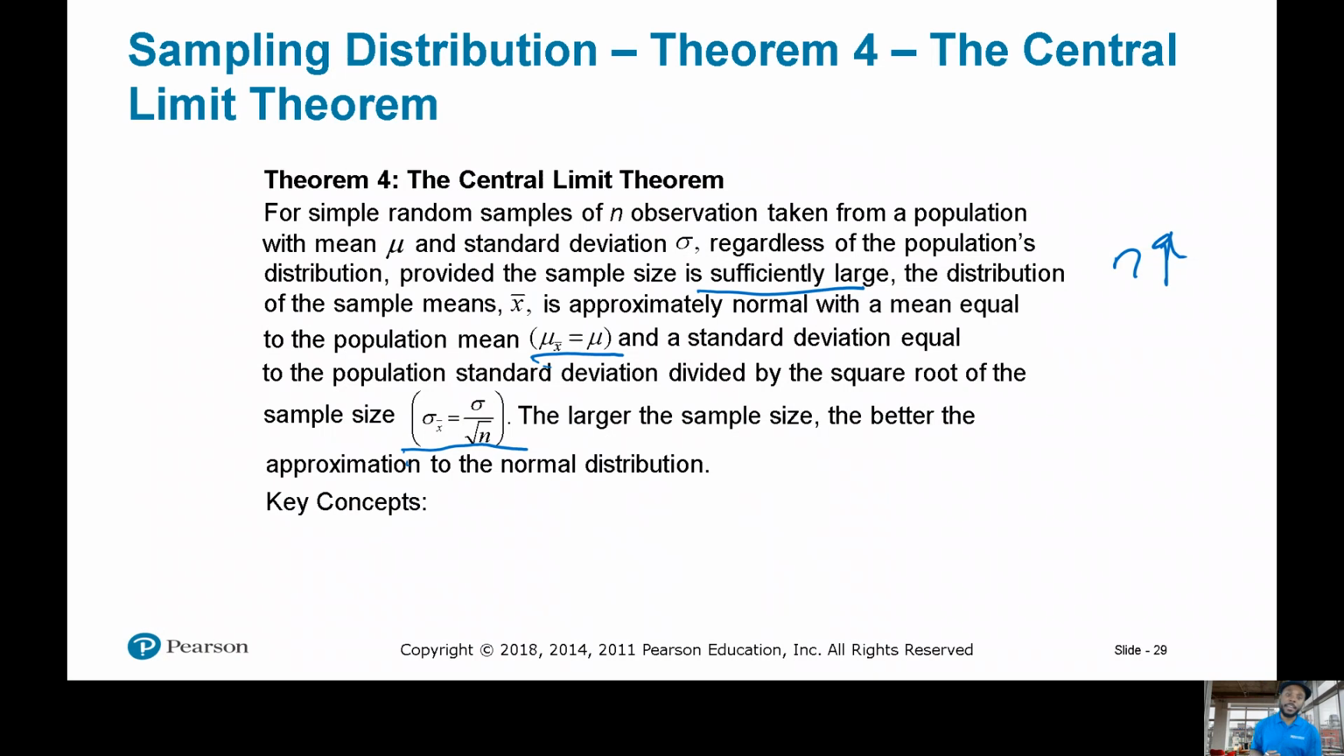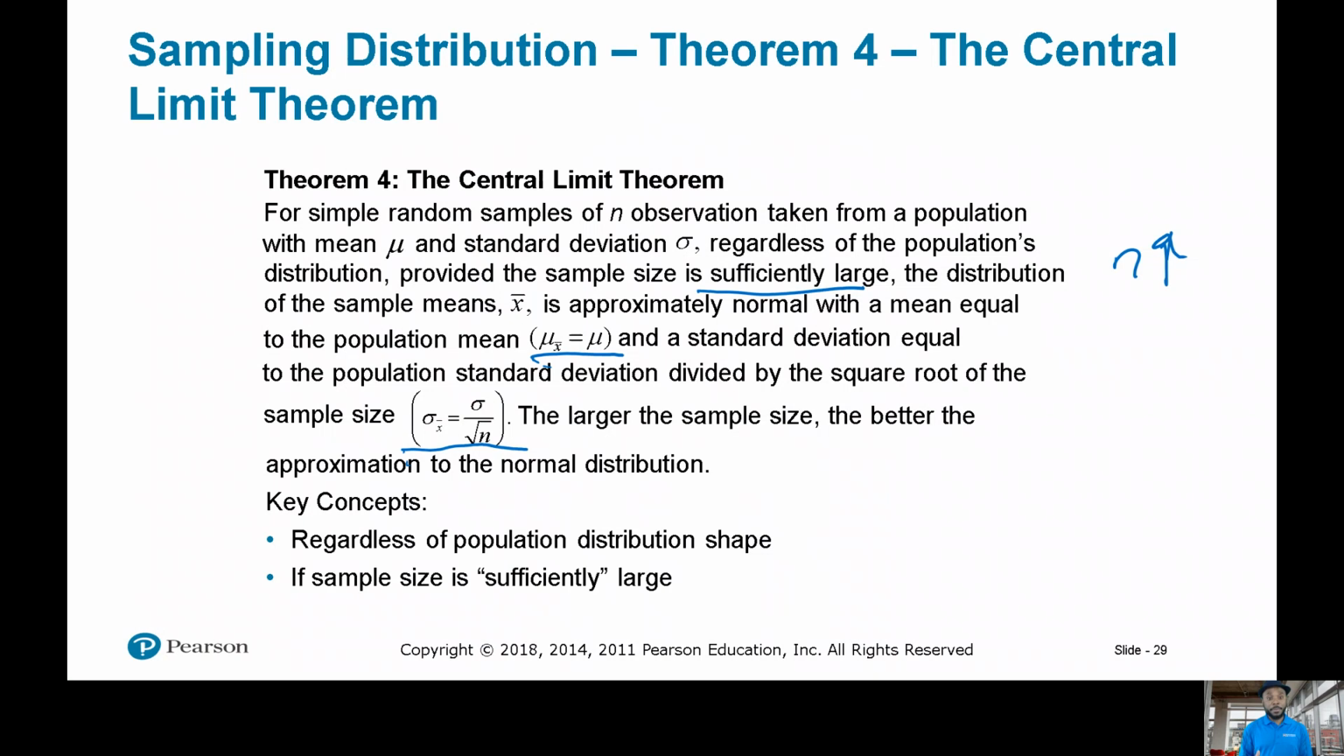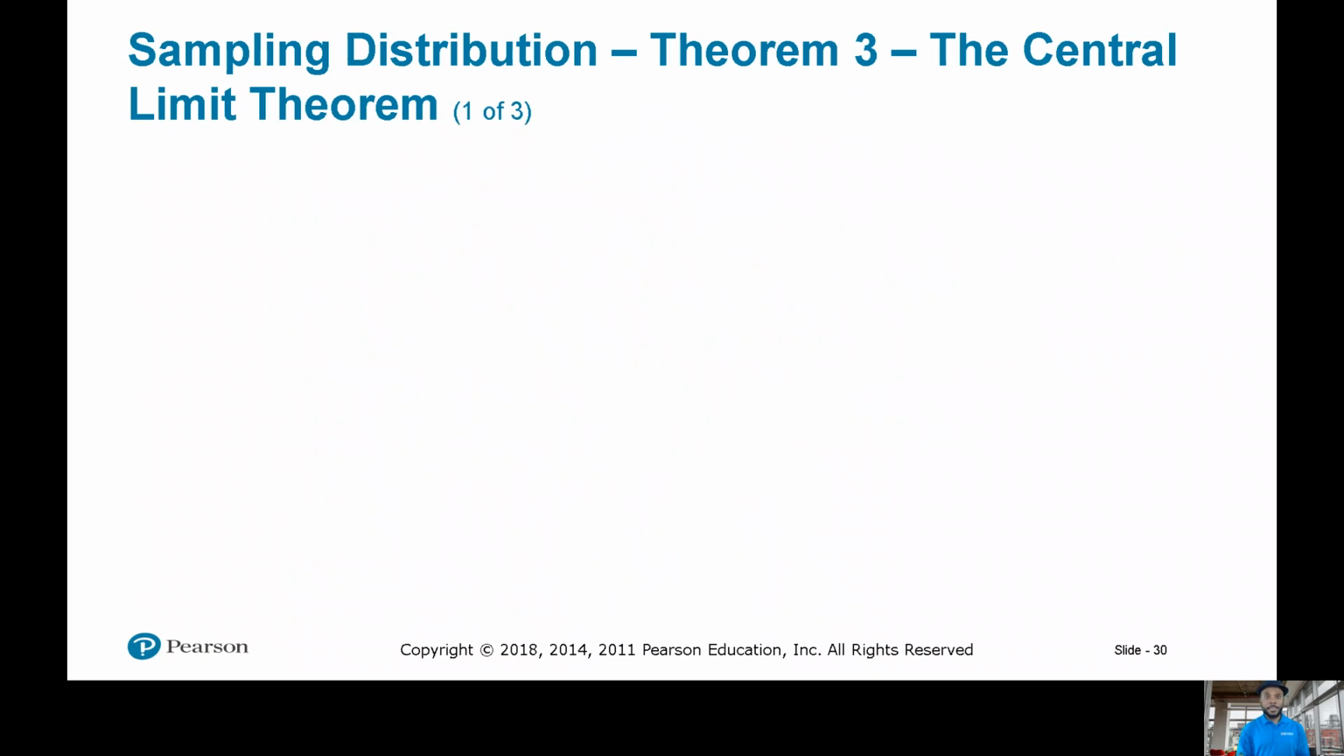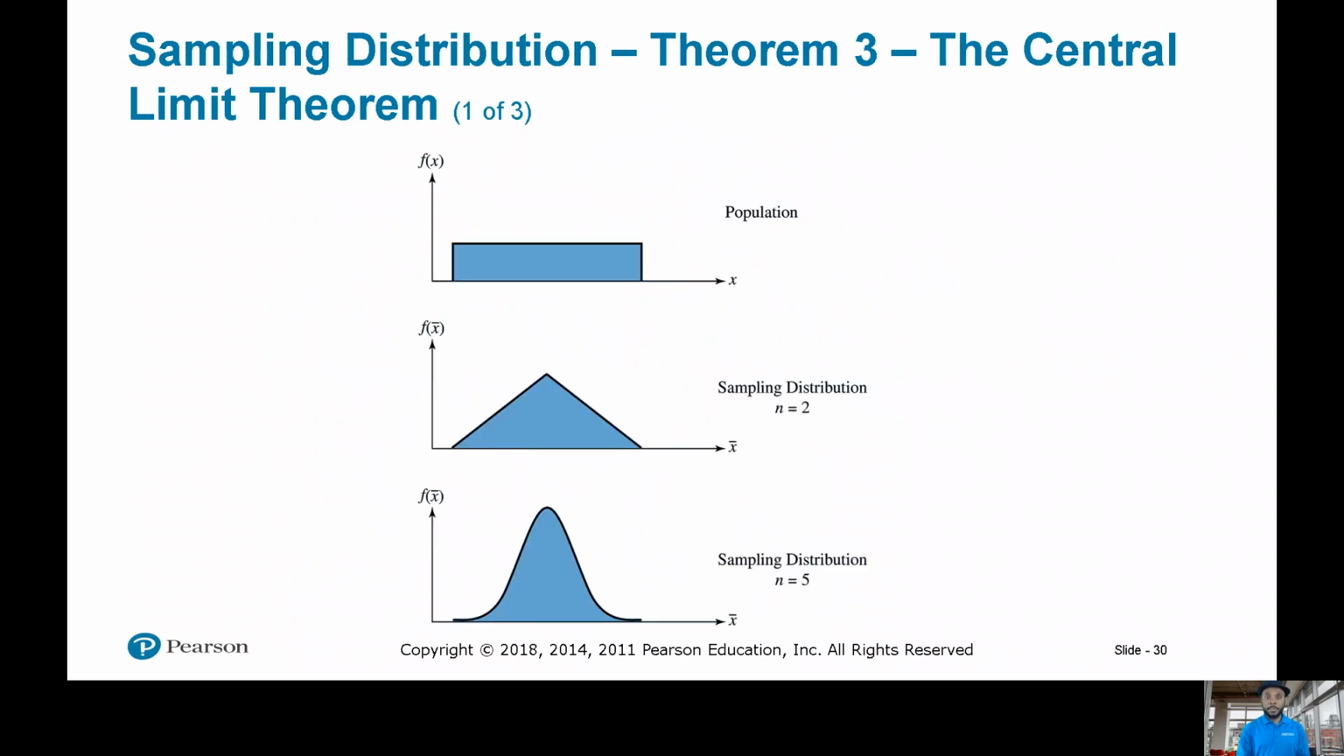So the key concept here is that regardless of population distribution shape, if sample size is sufficiently large, the sampling distribution will be approximately normal. And as I said, we can use normal approximations to compute probabilities. All right, so let's look at some examples.